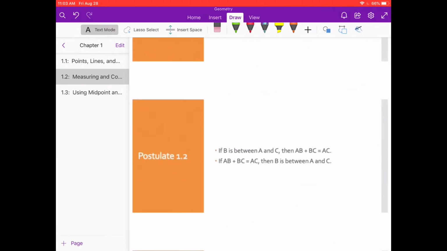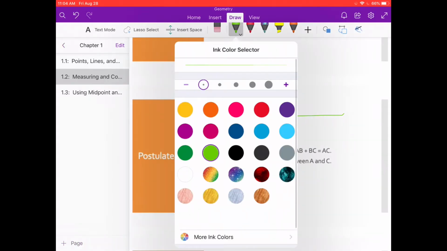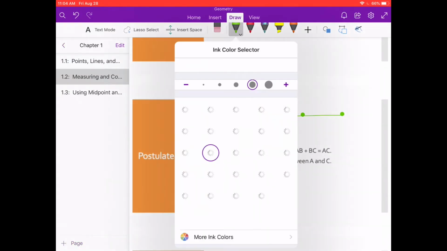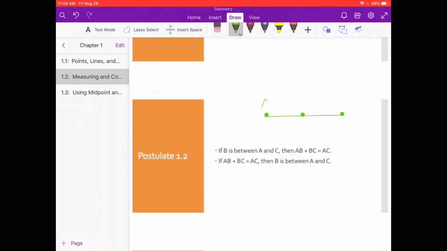So our first postulate that we're going to have is postulate 1.2, which says that if B is between A and C, then AB plus BC equals AC. So what that's going to look like is if you have a segment, and let's say we have points A and C, and we know B is between A and C, so let's label that quick. We have A and C, B is between them. Then we know that the value AB plus BC is the total AC.